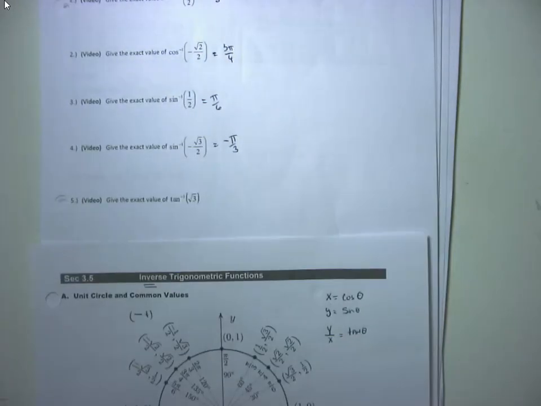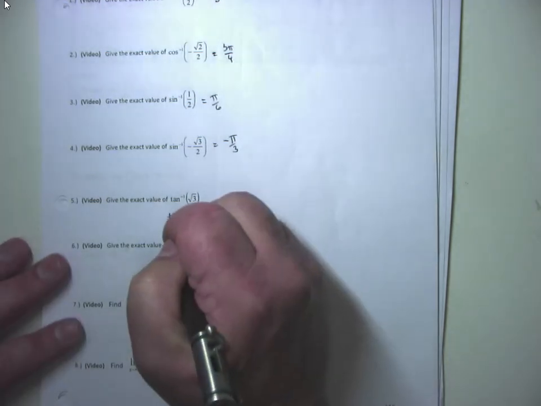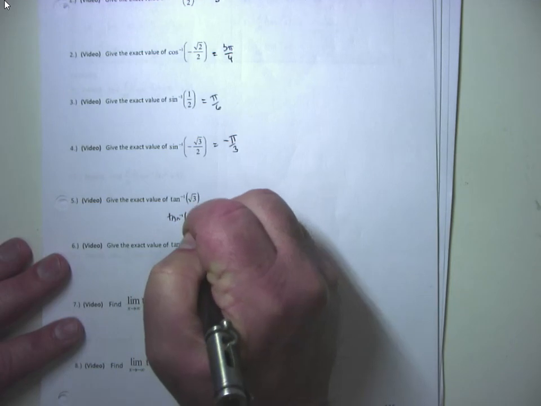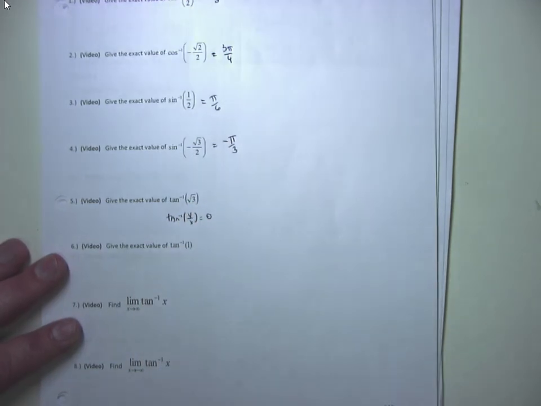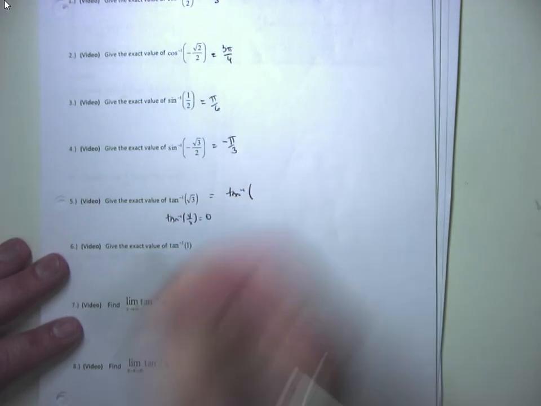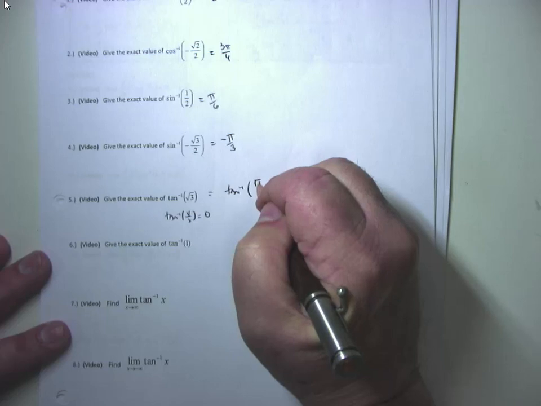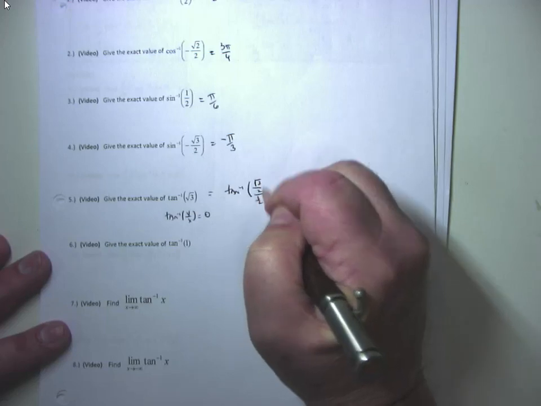What about the tangent inverse of square root of 3? Well, remember, the tangent inverse of y over x is equal to my angle. So I'm going to have to rewrite this, and I'm going to be thinking about unit circle stuff. When I see a square root of 3, I'm looking at a square root of 3 over 2 to 1/2 ratio. Does that make sense? And so that would be the square root of 3 over 2 divided by 1/2.